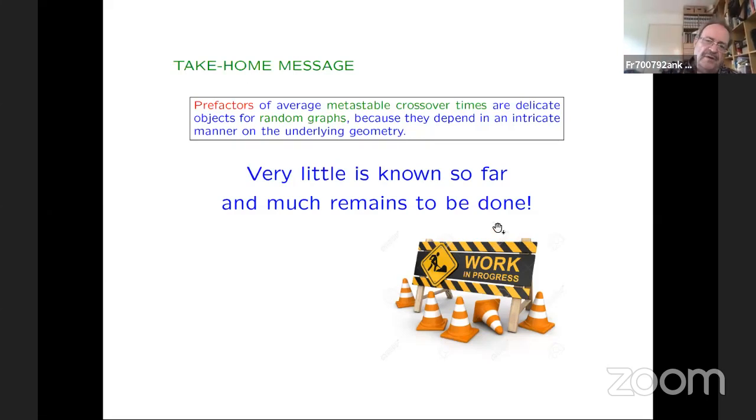The delicate part sits in really controlling this prefactor and understanding what is really the geometry that matters, and can we understand that? And I think this area is still very much at the beginning. It's been around only for a few years, and there's really a lot that remains to be done.